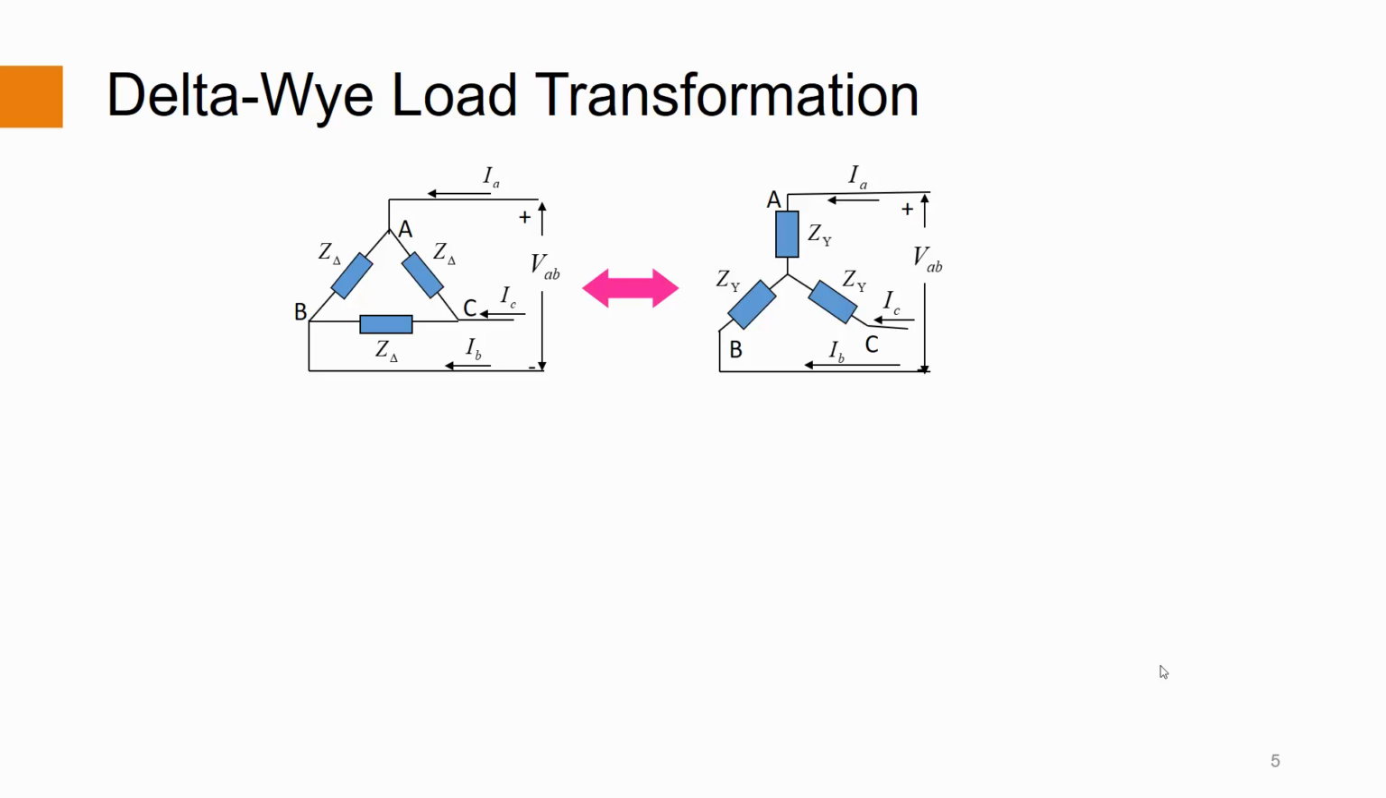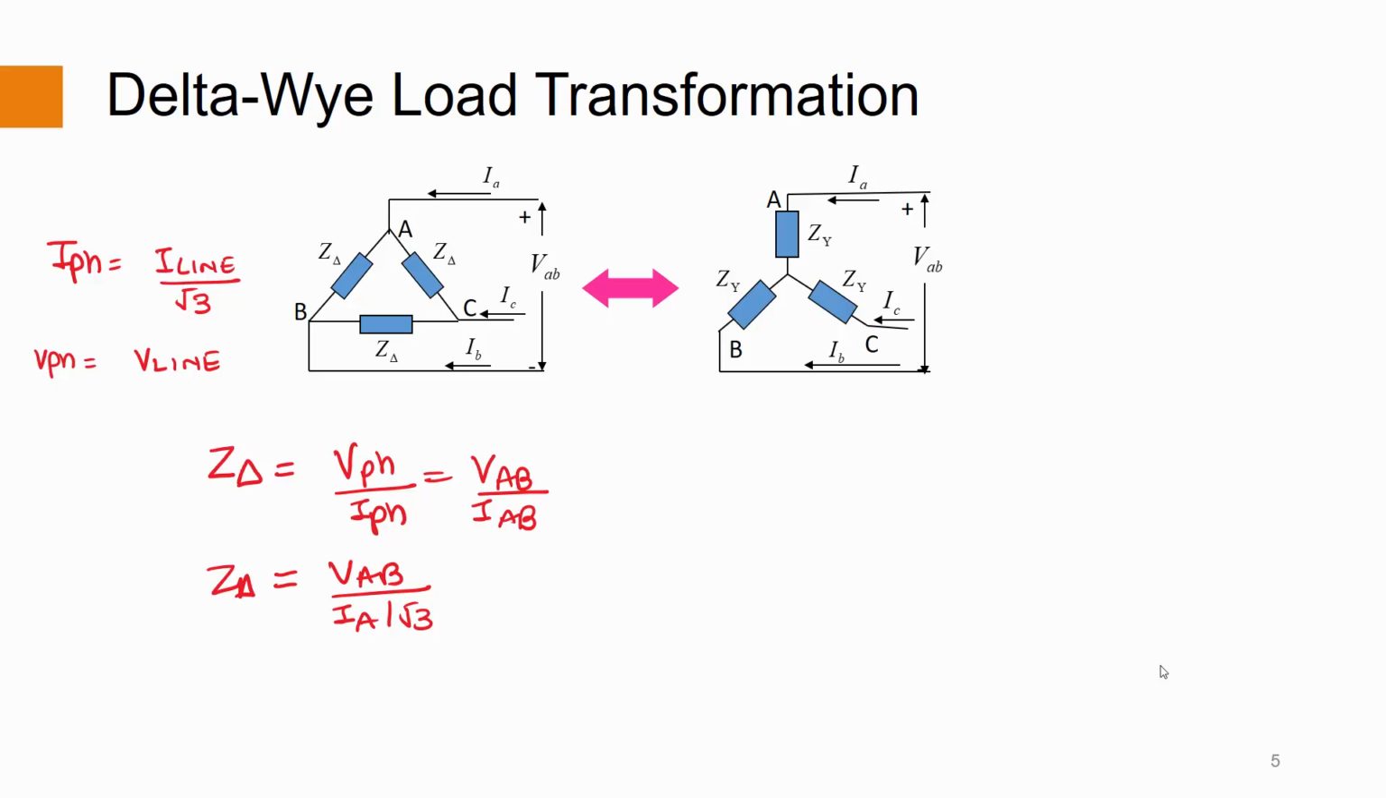We know that for a delta connected load, the phase current is the line current divided by √3, while the phase voltage and the line voltage are equal. We can find out the complex impedance Z delta as VAB divided by IAB, or by substituting the values from the above, we can get Z delta is equal to VAB divided by IA divided by √3. This gives us VAB divided by IA as Z delta by √3 as equation 1.